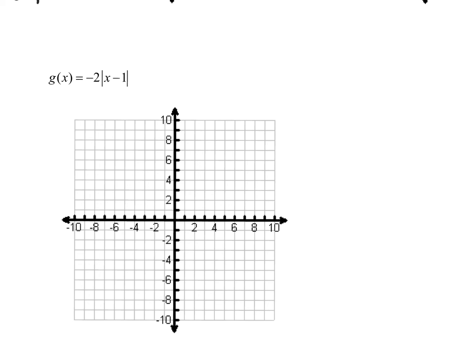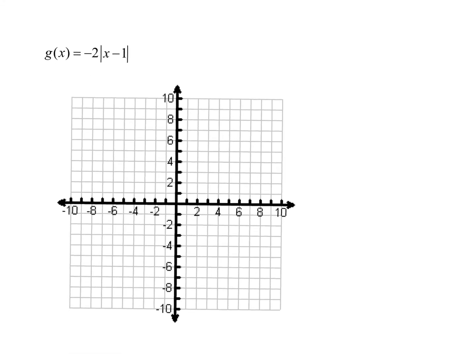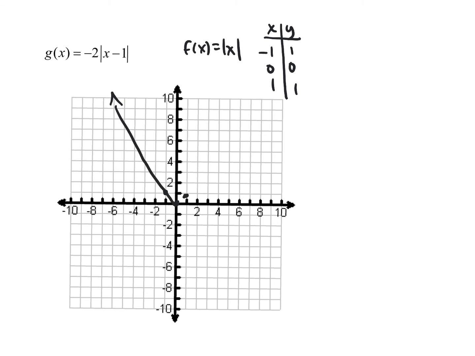All right, so this last one is an absolute value one. Nothing too crazy about this one either. So we can start with our absolute value function, which again, if I just want to pick some points, negative 1, 1; 0, 0; 1, 1, because it makes everything positive. I feel like we've done this graph several times. So it looks something like this. I'll make this black one the parent function.